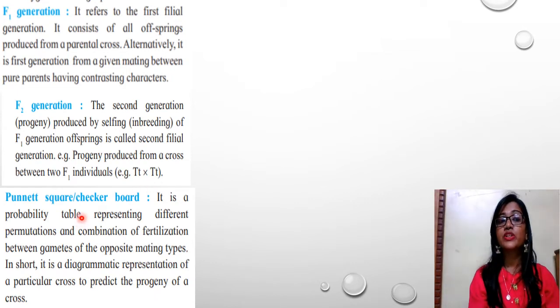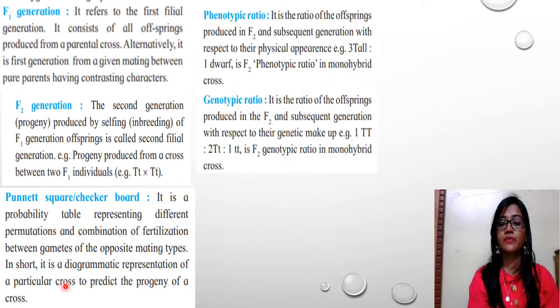Now, what is Punnett square or checkerboard? It is a probability table representing different permutations or combinations of fertilization between gametes of the opposite mating types. In short, it is a diagrammatic representation of a particular cross to predict the progeny of a cross.